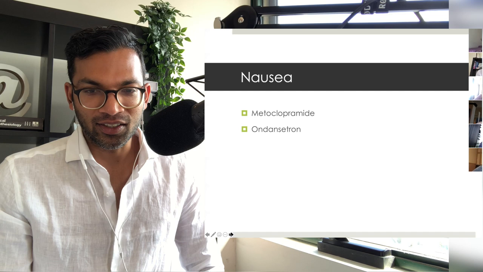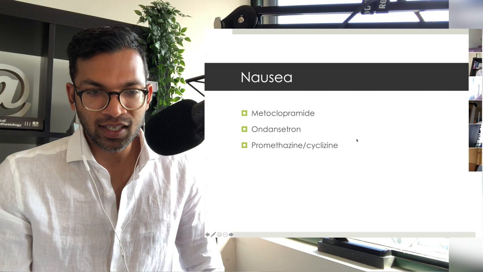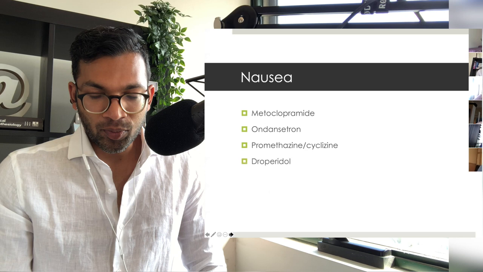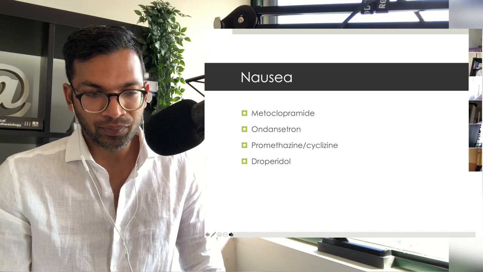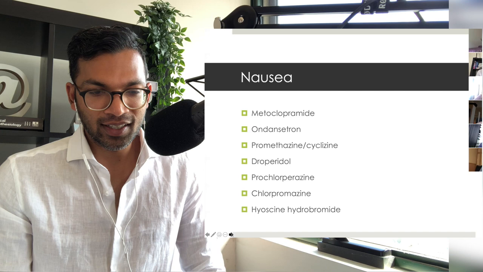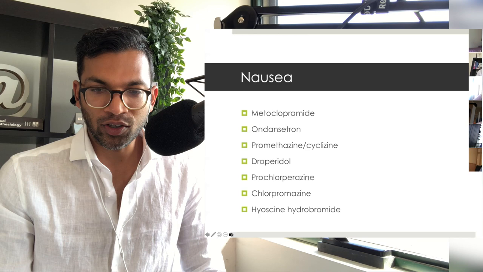So metoclopramide, ondansetron, promethazine or cyclizine. These are antihistamines, a whole other group. There's droperidol. That's an antidopaminergic agent, like haloperidol. Prochlorperazine, chlorpromazine, and then hyoscine hydrobromide. If you ever get Kwells or scopolamine, it's an amazing drug for motion sickness, and it's just available over the counter.